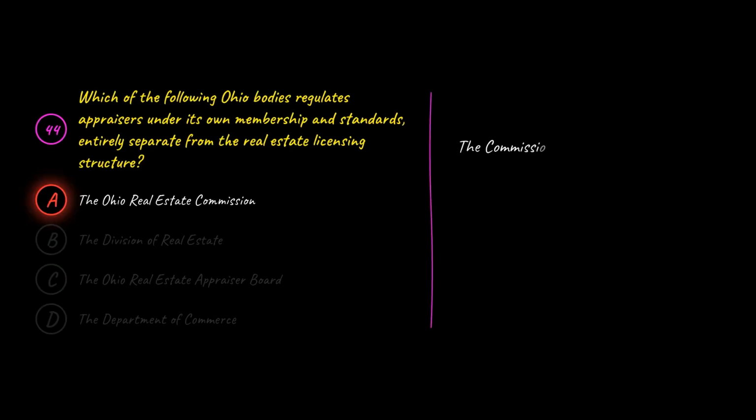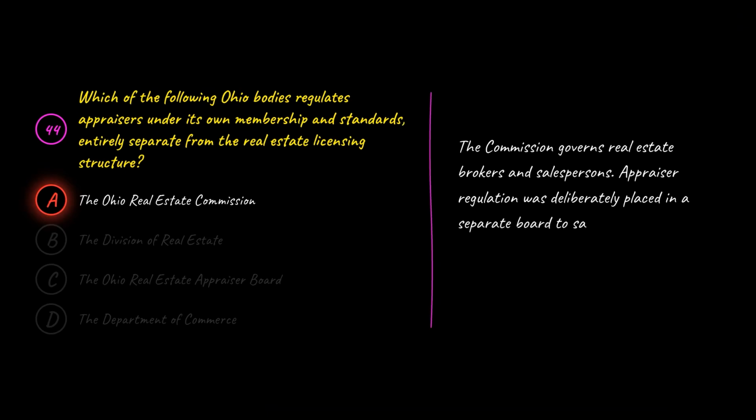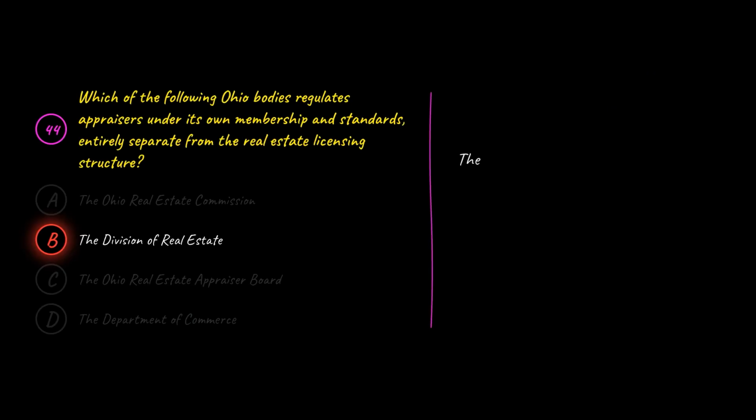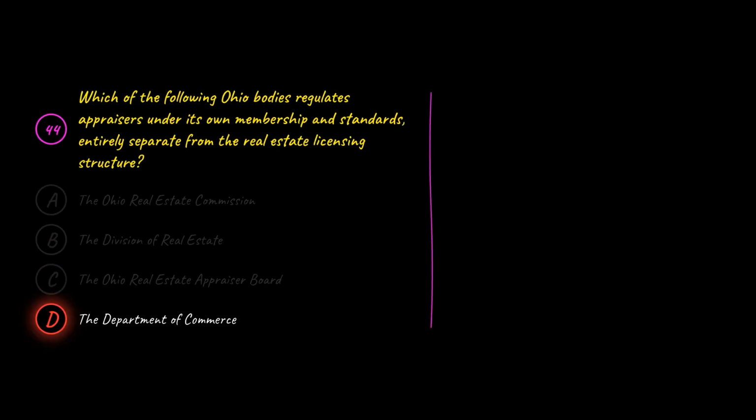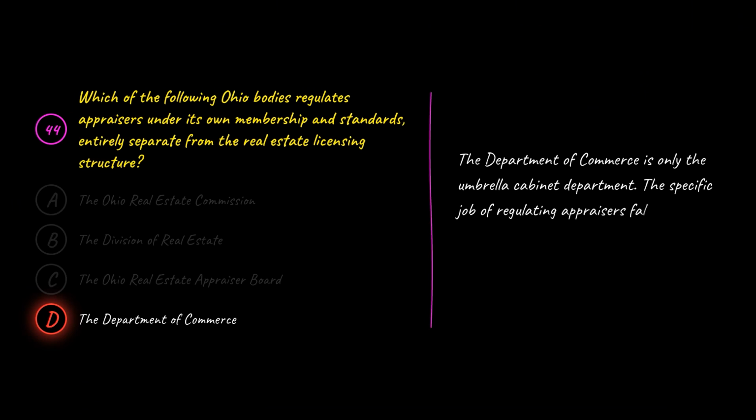A is wrong because the Commission governs real estate brokers and salespersons. Appraiser regulation was deliberately placed in a separate board to satisfy federal requirements, so the two should not be confused. B is wrong because the division administers broker and salesperson licensing. Appraiser oversight belongs to the separate appraiser board, which answers to federal appraisal standards rather than to the division. D is wrong because the Department of Commerce is only the umbrella cabinet department. The specific job of regulating appraisers falls to the dedicated appraiser board, not the department as a whole.